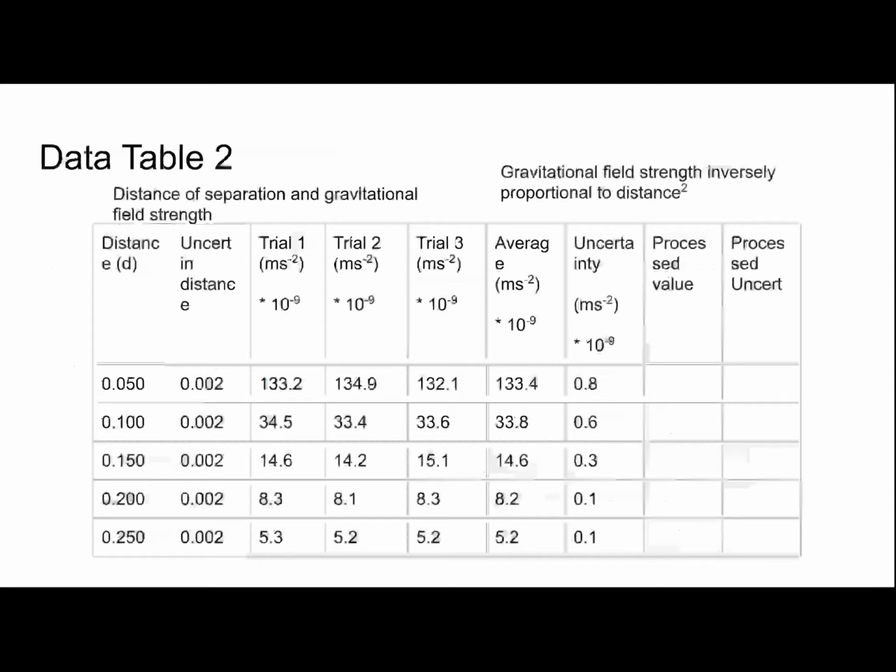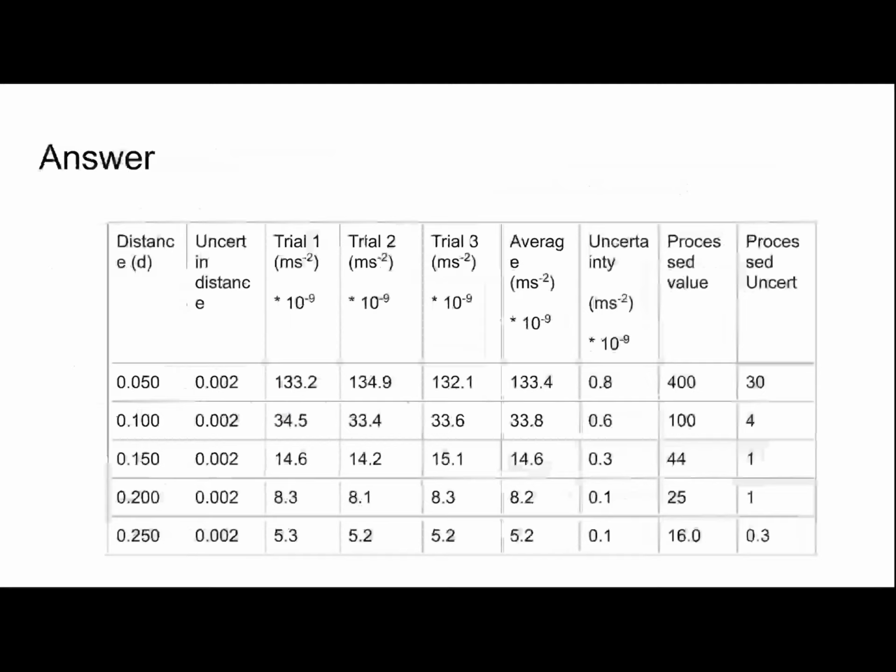Okay, so just keep in mind that in trial 1, trial 2, trial 3, everything is times 10 to the power of negative 9. So for our first one, it will be 133.2 times 10 to the power of negative 9, and so on. Alright, so try to find the process value and the process uncertainty. Alright, and this is the answer.